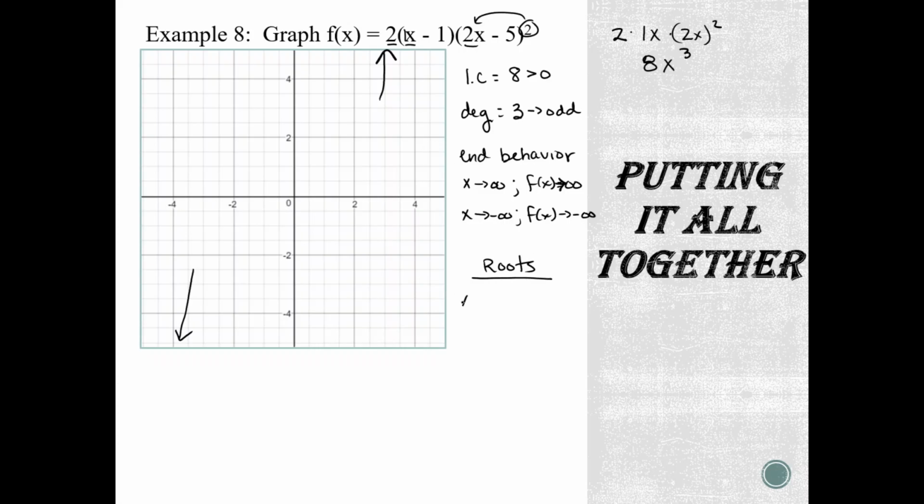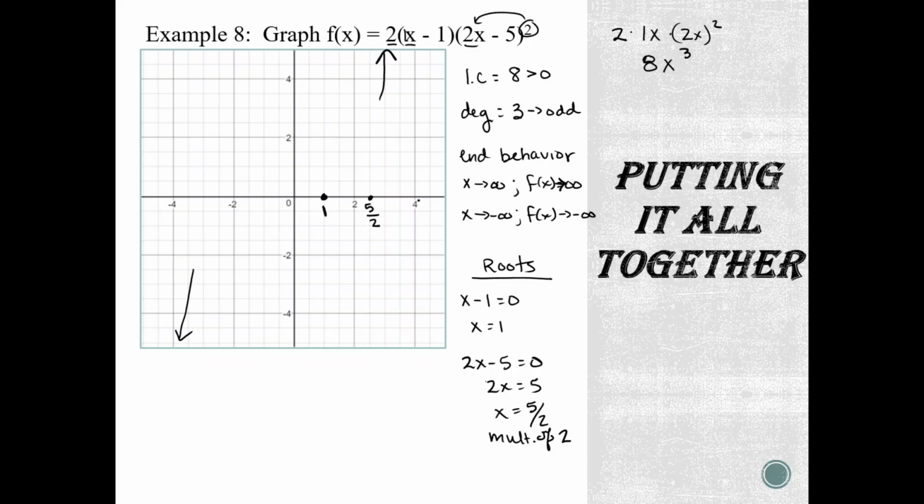Okay, so I have x minus 1 equals 0 is one of my factors. And then I have 2x minus 5. So that'll get me x equals 5/2. But this one has a multiplicity of 2. Okay, so let's plot these things. x equals 1 would go here. And x equals 5/2, so let's see, that would be here.